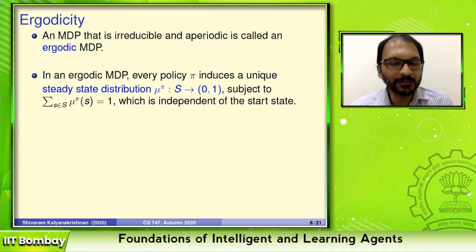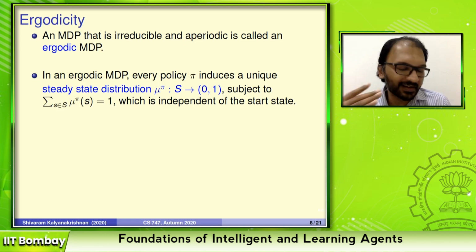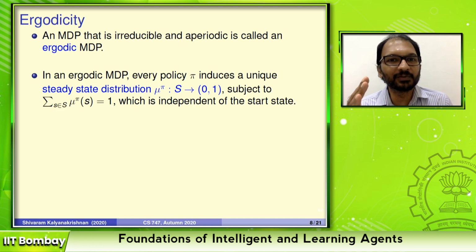So what's a steady state distribution? Let's denote for policy pi the steady state distribution by mu pi. It's a distribution over the states. Therefore, if you sum it up over the states, it's got to sum up to 1. The idea behind a steady state distribution is it doesn't matter where you start, whatever your start state be. If you spend long enough in the MDP following this policy, then at infinity, there will be a fixed probability with which you will be in every state. That probability is precisely what is called mu pi of S for state S.